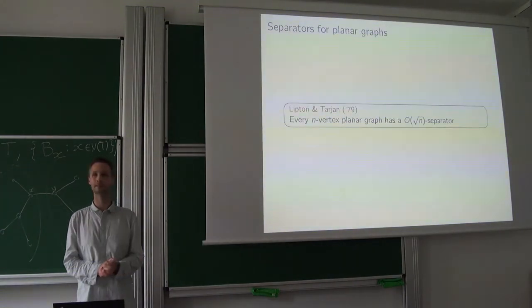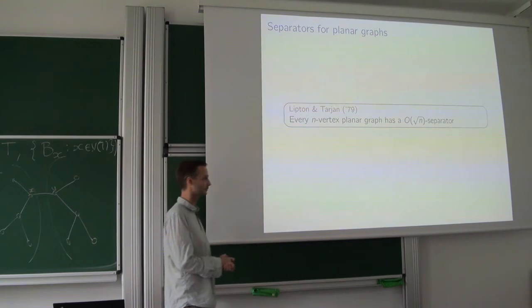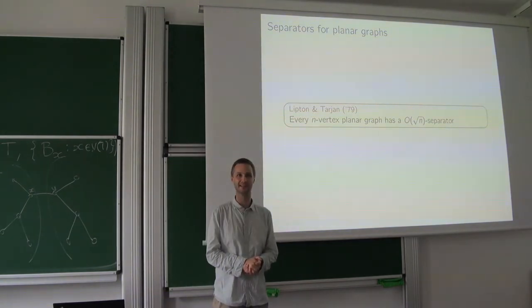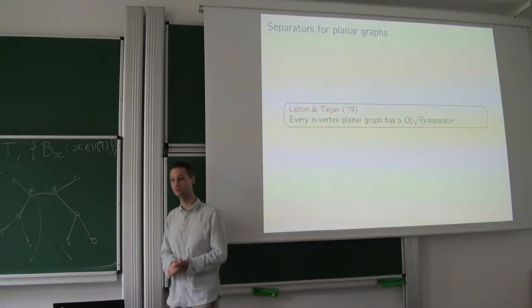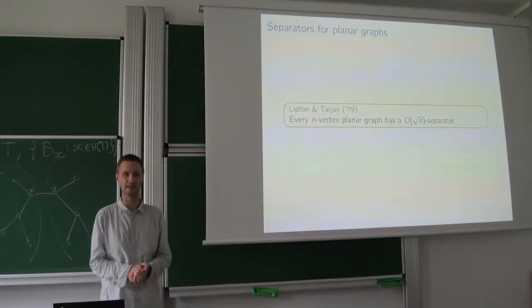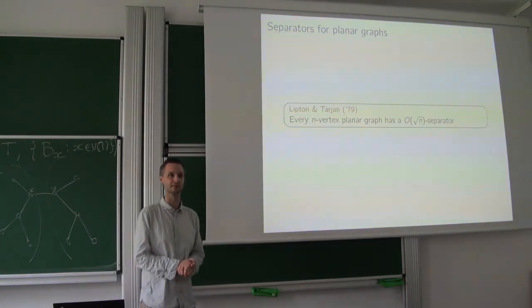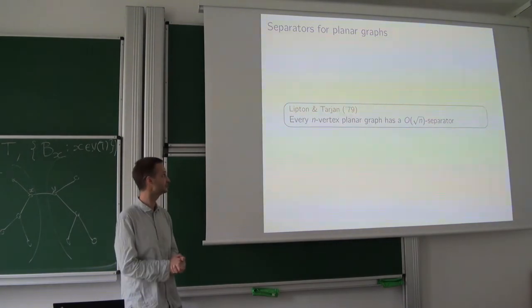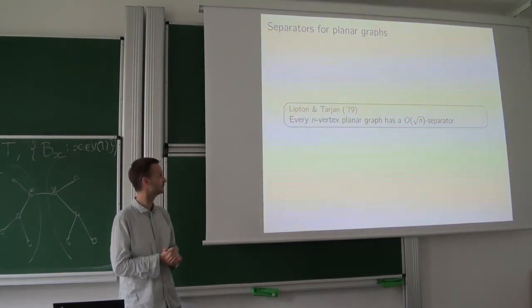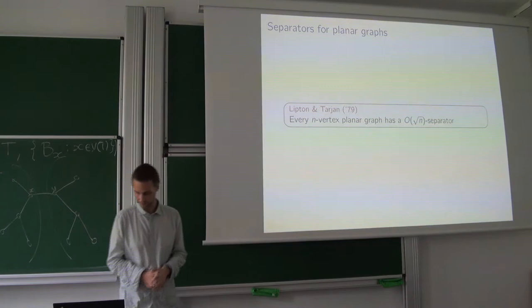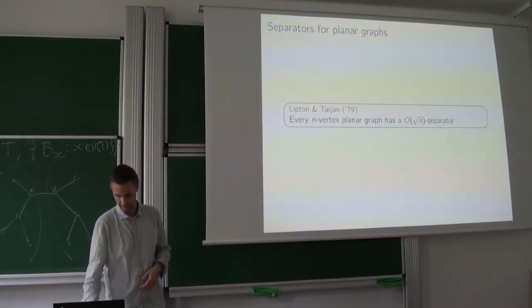All right, so why do I say all of this? Because we are going to look at planar graphs, and we all know that planar graphs have root n size separators. Right? That's one of the basic facts proved by Lipton and Tarjan a long time ago. We are going to see how to deduce that.